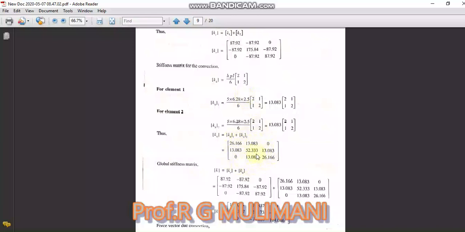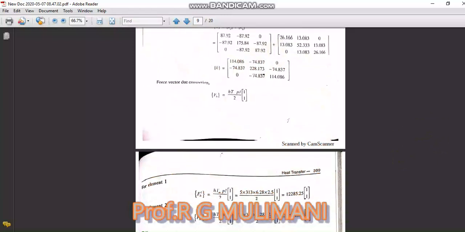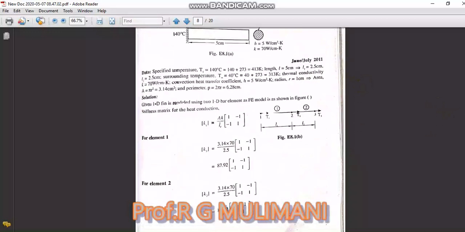Then you find the global matrix. You know how to find the global matrix. You consider the corresponding nodes 1 2 for element 1, and for element 2 it is 2 3. Then you add the conduction matrix and convection matrix; the corresponding values get added, giving the global stiffness matrix. Now the main part for fins is the force vector.